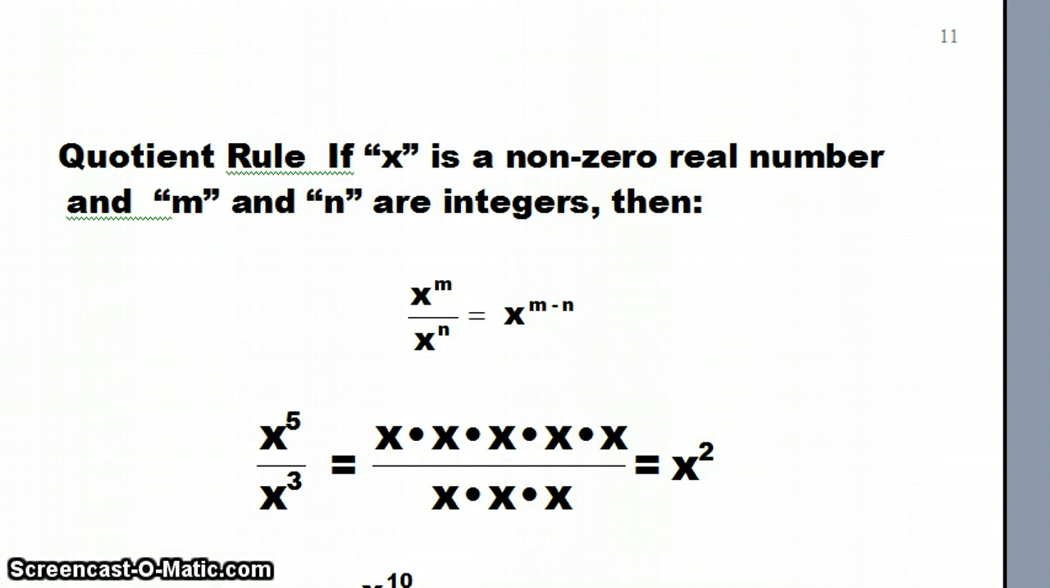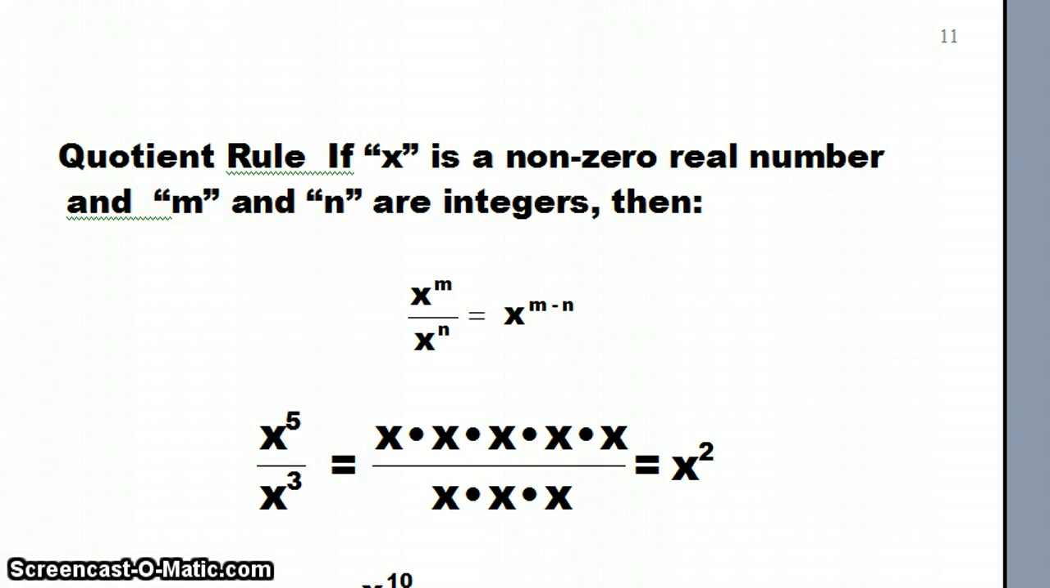So we have x to the m divided by x to the n, so it looks like a fraction, and the answer is going to be that same base, and we subtract the exponent on the bottom from the exponent on top. So let's look at a case, x to the fifth divided by x to the third. We're remembering our definition of what an exponent was. X to the fifth means 5 x's that are multiplied. X to the third on the bottom means 3 x's that are multiplied.